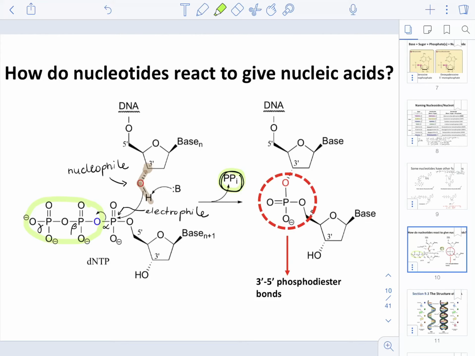So we're going to see that when we are synthesizing these nucleic acids, the term 3' to 5' refers to the nucleophile, which is at the 3' position. Remember, that's the hydroxyl group that is going to be acting as a nucleophile, and it's going to be bonded to the 5' phosphate, which is the first phosphate in a triphosphate nucleotide, and the resulting functional group is going to be a phosphodiester bond.